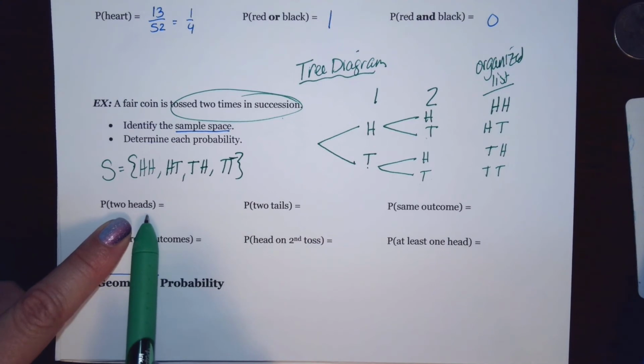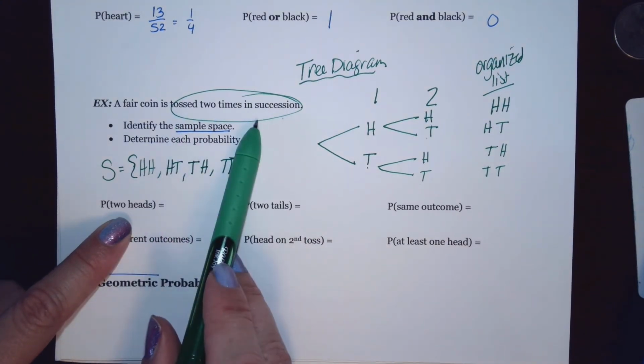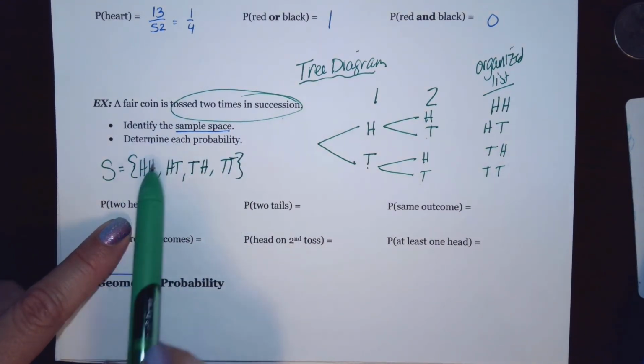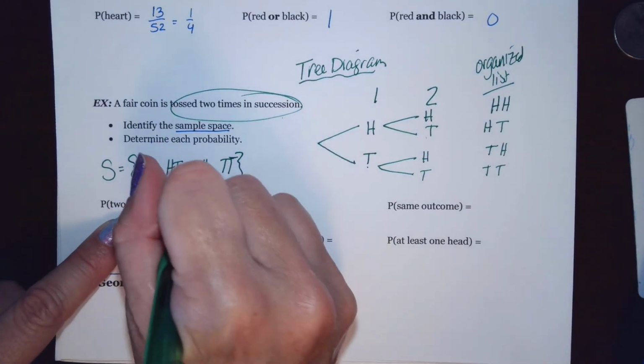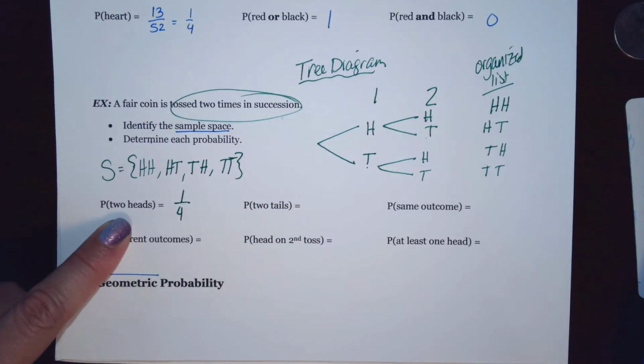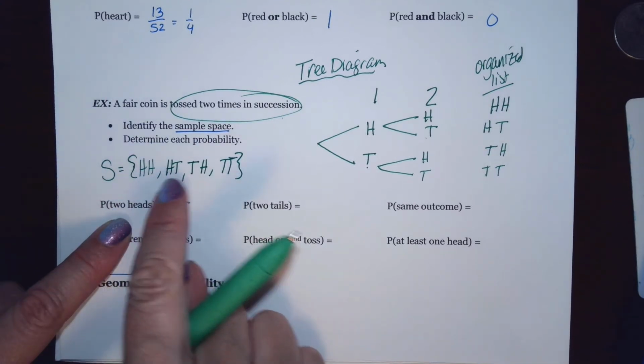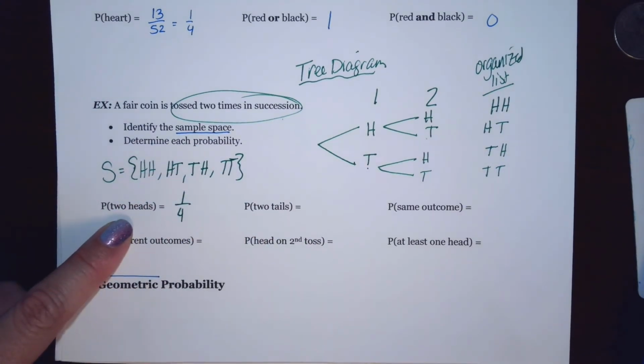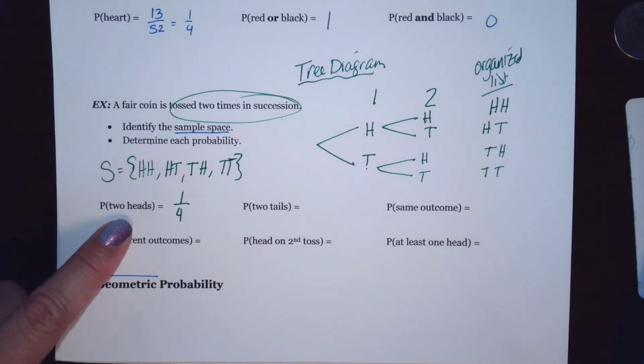What's the probability when I toss a coin twice in a row that I will get heads both times? Well, that only can happen 1 out of 4 different ways, so I expect a fourth of the time I would get both heads. This is theoretical probability. It's based on my sample space, all possible outcomes, not based on an experiment. I'm not actually tossing the coins.